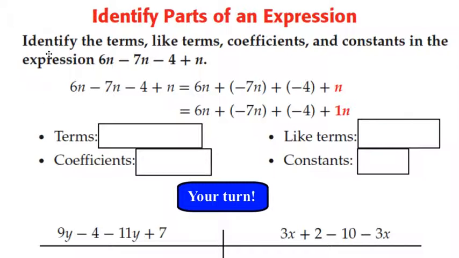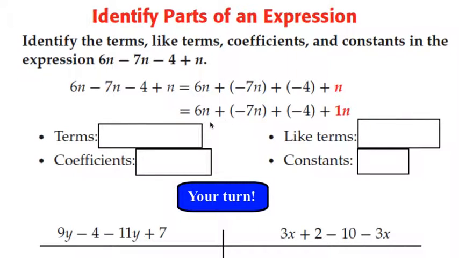Our directions here are to identify the terms, the like terms, the coefficients, and the constants in this expression, 6n minus 7n minus 4 plus n. So here we go. All we've done in this expression is to go ahead and put in red. Sometimes when we have just a variable without a number, that is assumed to be a 1 in front of that. So I just want to clarify that to make sure you understand.